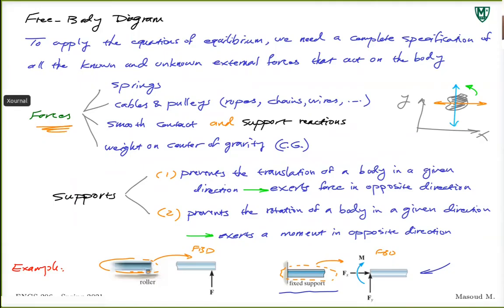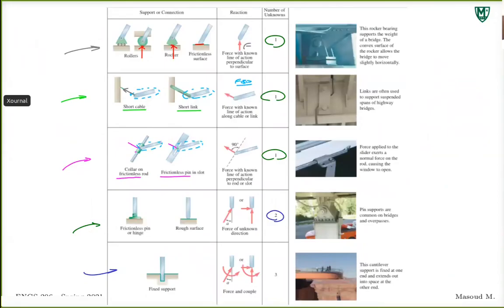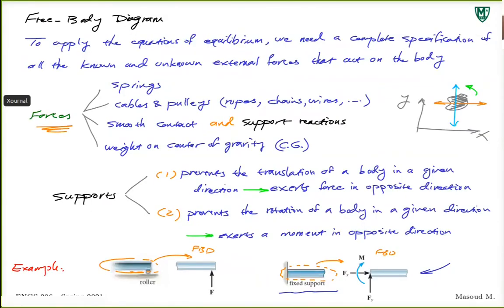Springs, cables and pulleys, which include ropes, chains, wires, anything that can be under tension. Smooth contact, which in this case we extended to support reaction. So from that table, see which supports you have. If you are isolating a part, make sure that you put the correct force on the body that you're isolating and drawing the free body diagram for. And that depends on the type of reaction or support you're removing. And the last one is weight, which you put on the center of gravity. So look for these 4 types.